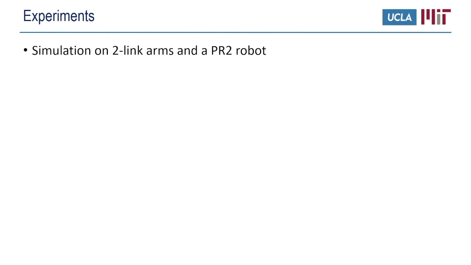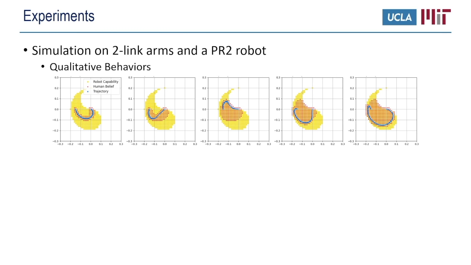We first show some qualitative results conducted on 2-link arms and the Peer 2 robots. The trajectories generated by REMP are visualized in blue, and human belief of the reachable workspace is in orange. It is clear that our method accommodates human belief at each time step and tries to traverse uncovered regions to better express the robot's reachability. As a result, the trajectories can cover a large part of the reachable workspace.